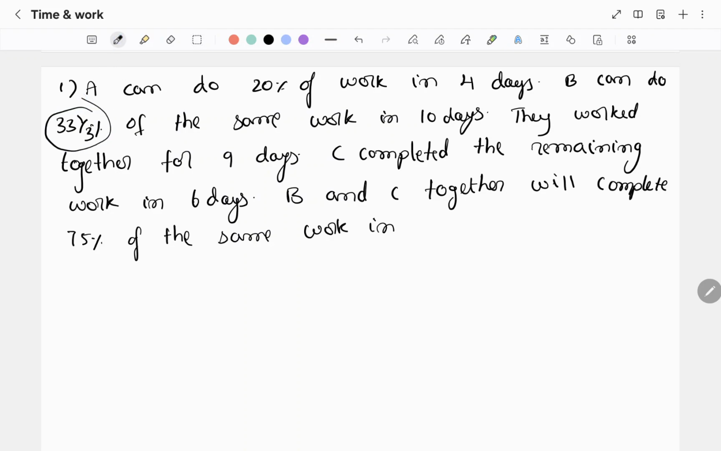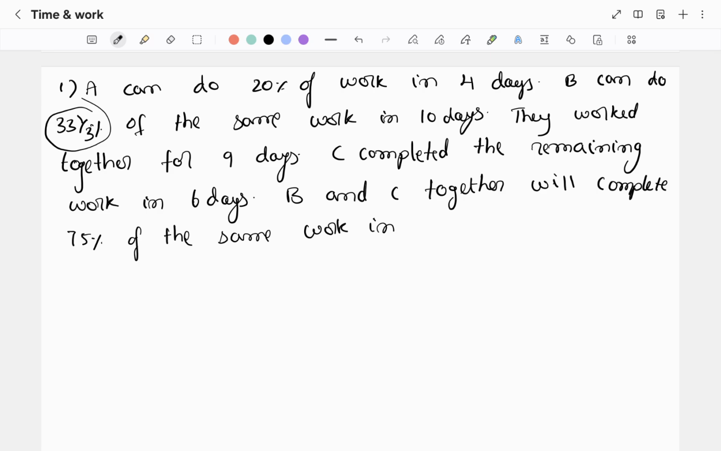They worked together for 9 days. C completed the remaining work in 6 days. B and C together will complete 75% of the work in how many days?